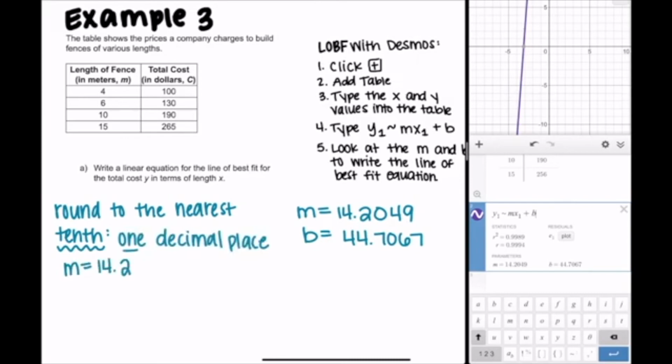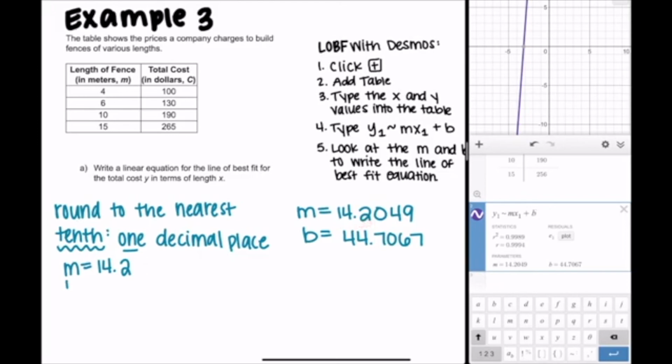14.2. Because if I'm looking at the tenths place, that's the first decimal place to the right of the decimal. If I want to round this number, then I'm going to look at the number behind it, and if that number, 0, were 5 or higher, then it would turn this into a 3. But since this is a 0, we're going to leave this as 2.